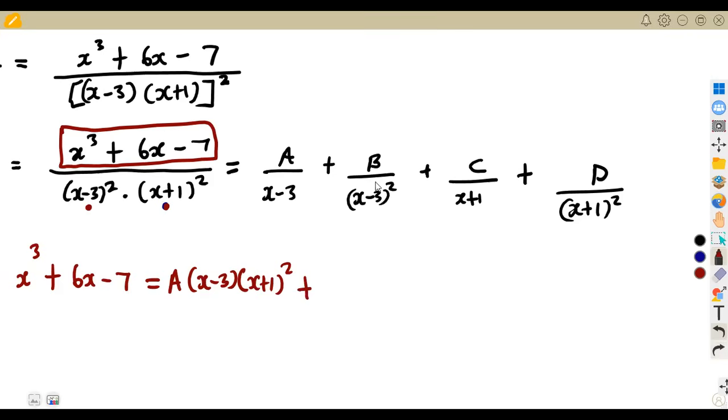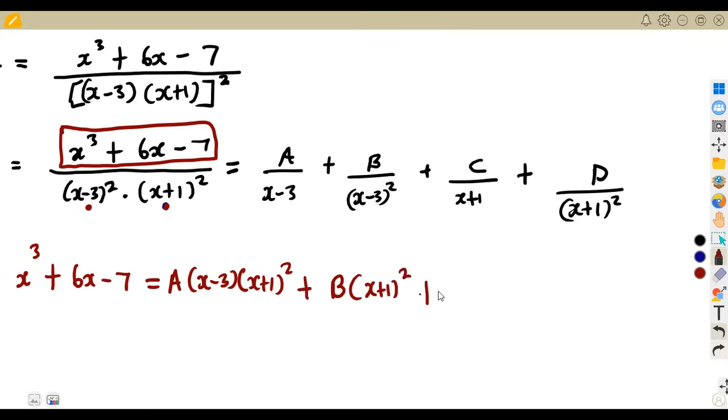So plus the numerator of the second, which is B, we do the division again. As you can see, x minus 3 squared and x minus 3 squared cancel, and you remain with x plus 1 squared. So here we're going to remain with x plus 1 squared.